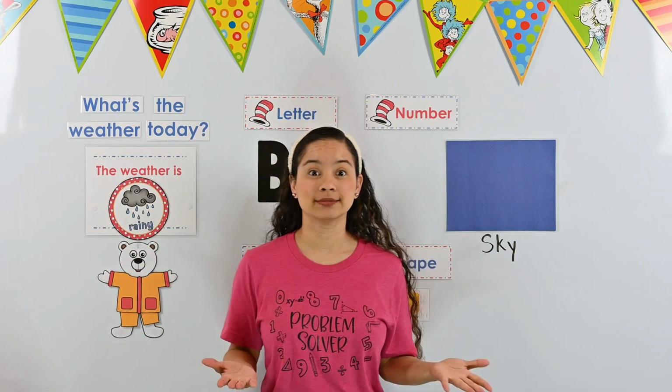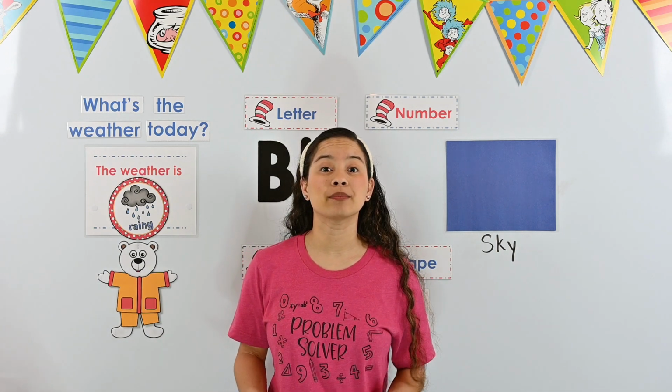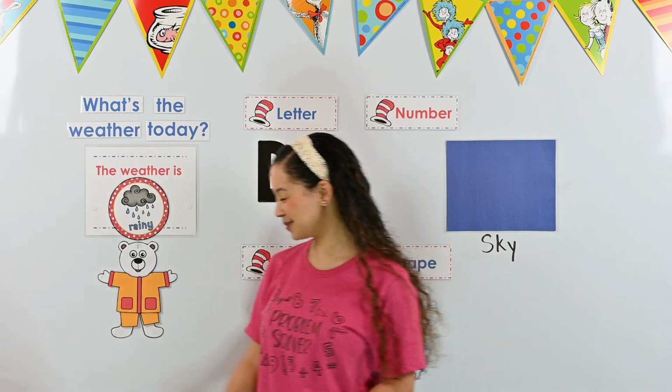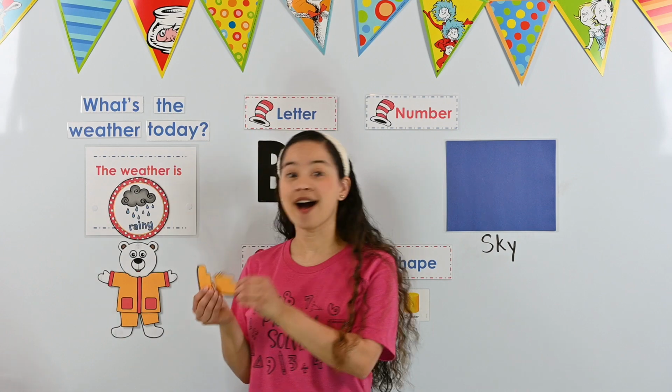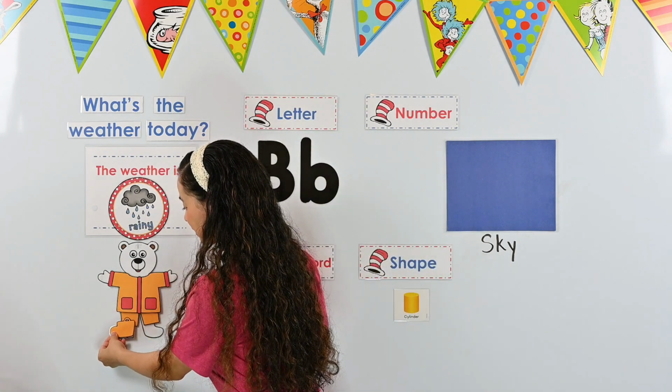Awesome. Now he needs something for his feet. What kind of shoes can Perry wear on a rainy day? He can wear his rain boots. Perry has yellow rain boots to match his yellow raincoat and his yellow rain pants.